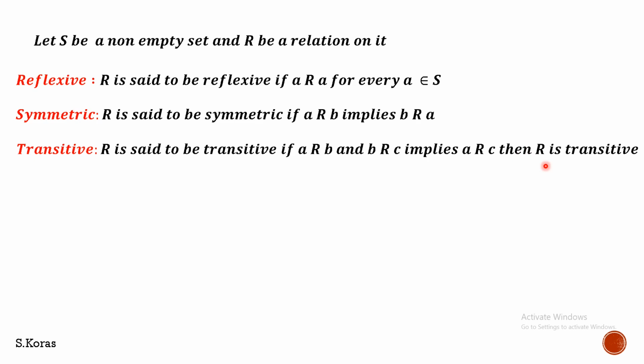So there are three basic properties we can define on a relation R. The first one is reflexive, the second one is symmetric, and the third one is transitive. In case a relation R has all these three basic properties, we can say that it is an equivalence relation.